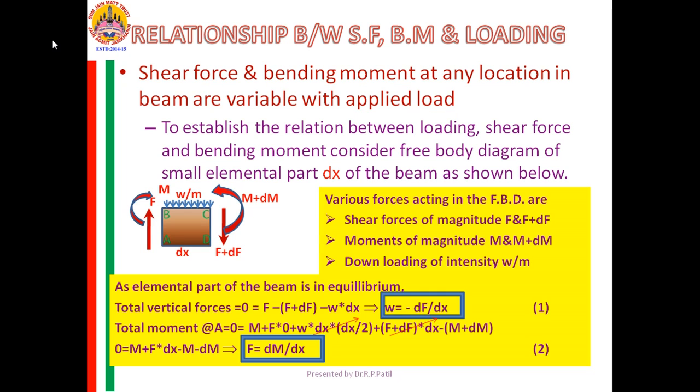And if you see the direction, it is clockwise. If you go for the load W per meter, total load is W into dx. It will act at a distance of dx by 2. Therefore, the moment of the load is W into dx multiplied with dx by 2, and it is going in the clockwise direction. That is why it is positive. Now M is clockwise, positive. M plus dM is anti-clockwise, negative.